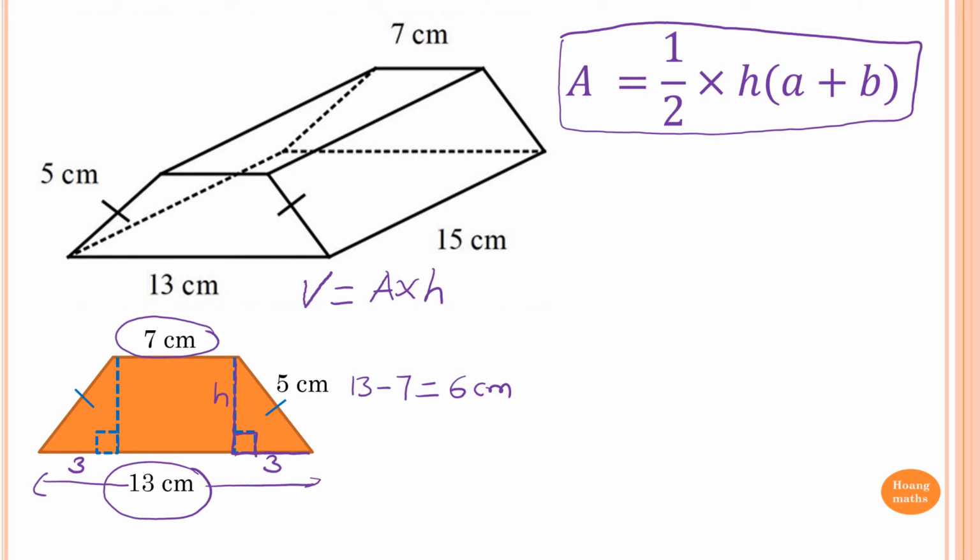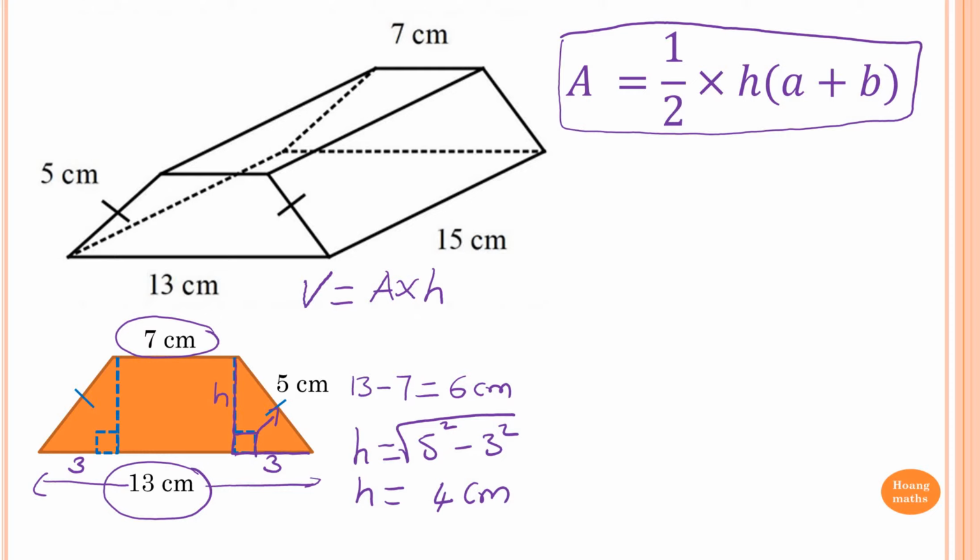To find the height of this trapezium, we use Pythagoras' theorem. The 5 is the hypotenuse, the longest side. So h equals, we look for the shorter length, so we subtract: 5 squared take away 3 squared, and square root of that. Put that in a calculator, and it gives me the height, which is 4 centimeters. Now we have h, so all we need to do is substitute the values in.